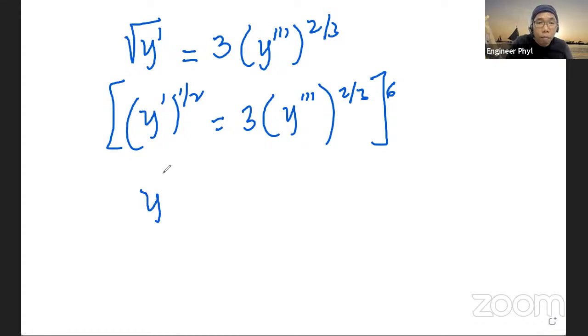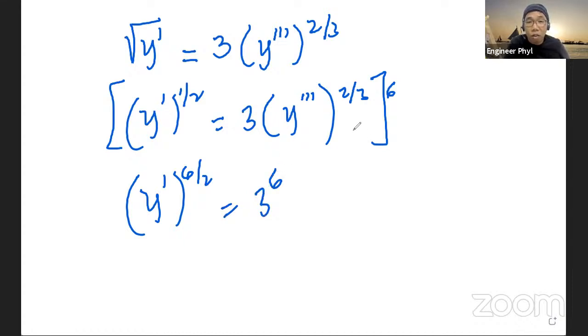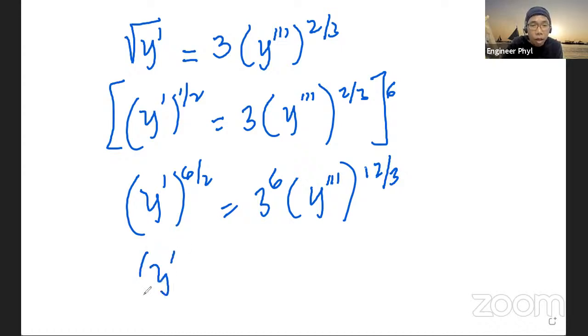So y prime raised to 1/2 times 6 will become 6 over 2. 3 raised to 6 for the right side of the equation, and for y triple prime, we have y triple prime raised to 6 times 2, which is 12 over 3. Now we simplify. The left side will become y prime raised to 6 divided by 2, which is 3. So now we have a whole number exponent, equals, just copy 3 raised to 6 since this is the constant.